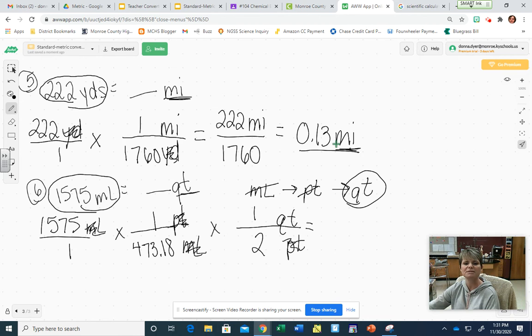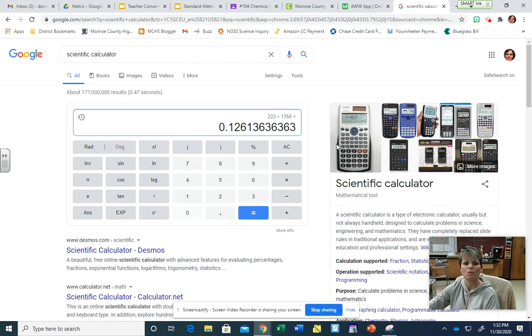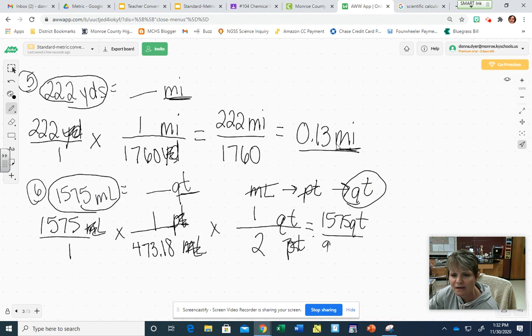1575 times 1 quart, well, that's 1,575 quarts. On the bottom, we have 1 times 473.18 times 2. So 1 times 473.18 is 473.18, times 2 gives me 946.36. So 946.36 is on the bottom. Now we divide. 1575 divided by 946.36.